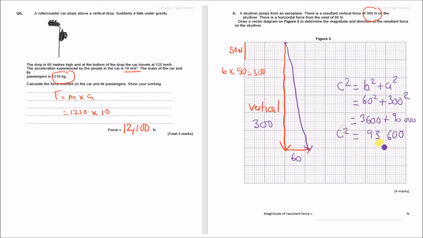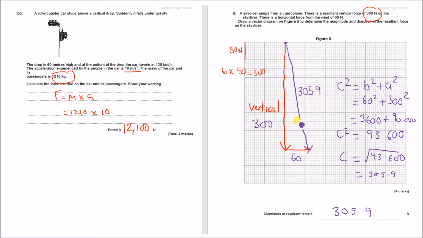So c squared is equal to this. To work out c, we're going to have to square root 93,600, and that will give us 305.9. So our force is 305.9. That means that this line, if you measured it with a ruler, from the exact start to the exact finish, you should get 305.9.